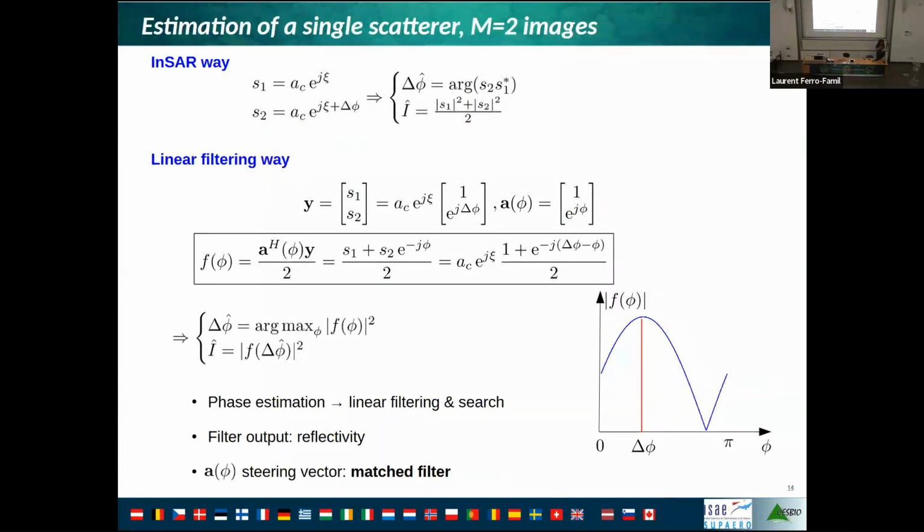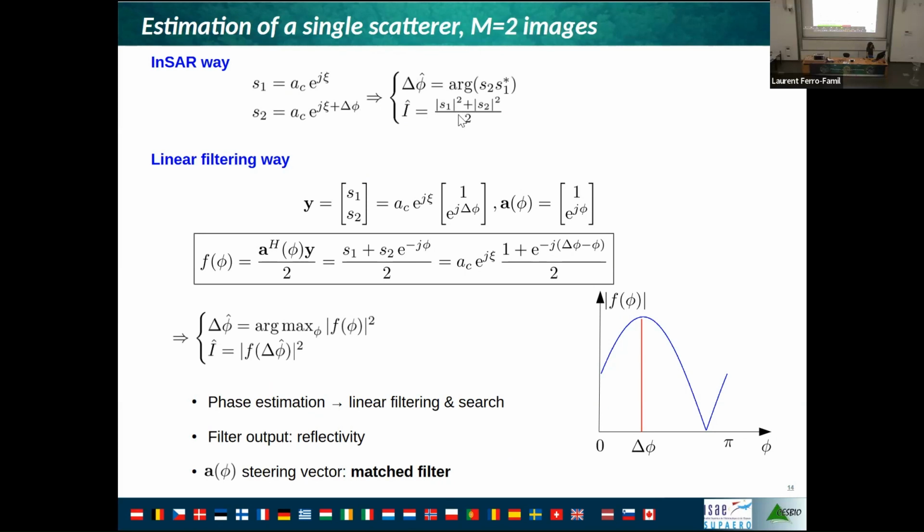So how do you do this? Estimation of a single scatterer with two images. With interferometry, it's very easy. You have one image, and the other. You want to measure delta phi, which is a function of the height. So you just take one image, multiply it by the complex conjugate of the other, and take the phase of the result, the argument of the result. The argument is exactly delta phi, if you have no noise, of course.